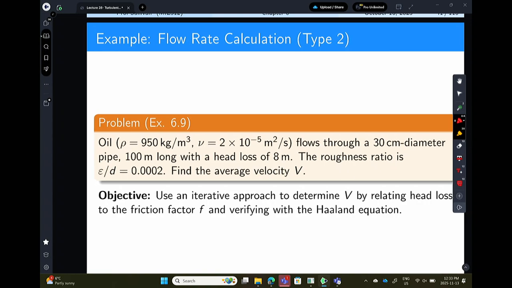Again, oil, but now with a different oil, with density close to that of water, 950 kilograms per cubic meter, and viscosity of 2 times 10 to the minus 5 meters squared per second. It flows through a 30 centimeter diameter pipe, 100 meters long, with a head loss of 8 meters. The roughness ratio is 0.0002. Find the average V. I'm going to do it this way, and I'll talk about an alternate way later. But I'm going to do it by verifying with the Haaland equation and also using the Moody diagram.